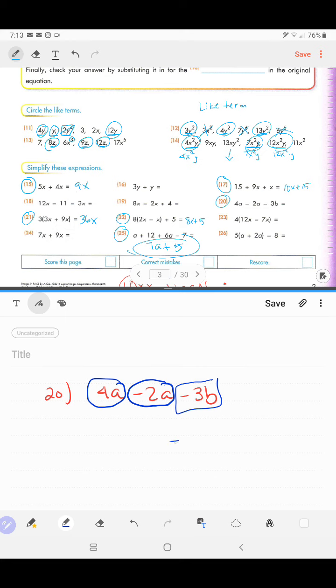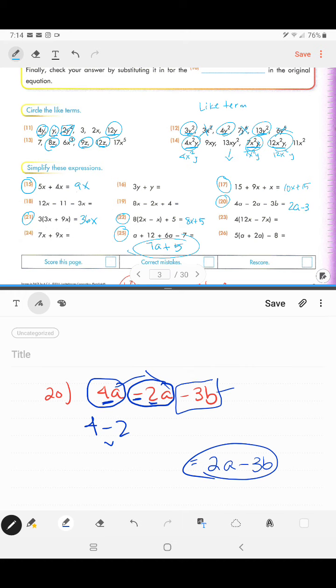So on your equals, you can just put 3B at the end. It goes at the end because in alphabetical order, A goes first and then B. So you always put them in alphabetical order. And then you're going to do 4 minus 2. So 4 minus 2 is 2A. So that goes over here. So 2A minus 3B is your answer. 2A minus 3B.